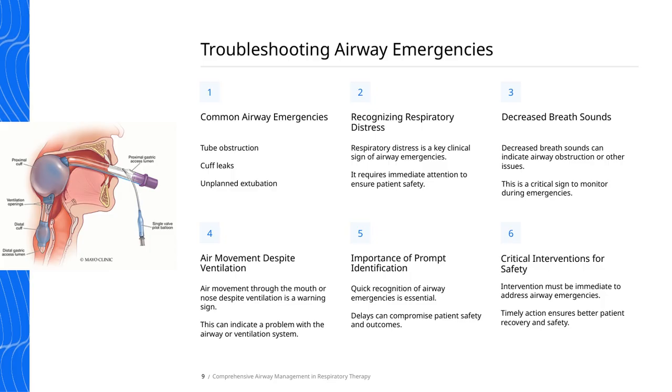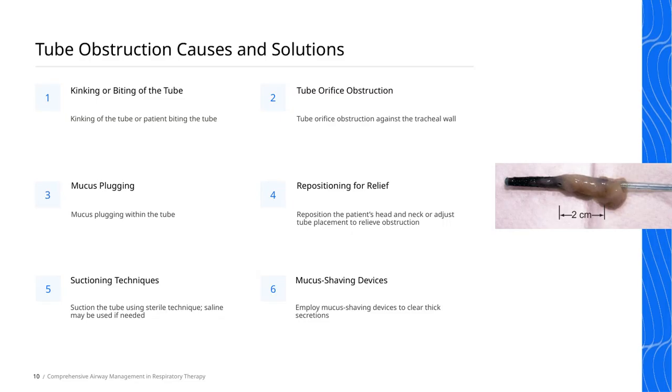Finally, be aware of common airway emergencies like tube obstruction, cuff leaks, or unplanned extubation. These are situations that require swift action to prevent deterioration. Overall, quick recognition and response are key to managing these emergencies effectively. Now, let's discuss some common causes of tube obstruction and how we can address them effectively. One key solution is to use mucus shaving devices, which are helpful in clearing thick, tenacious secretions that can block the airway tube.